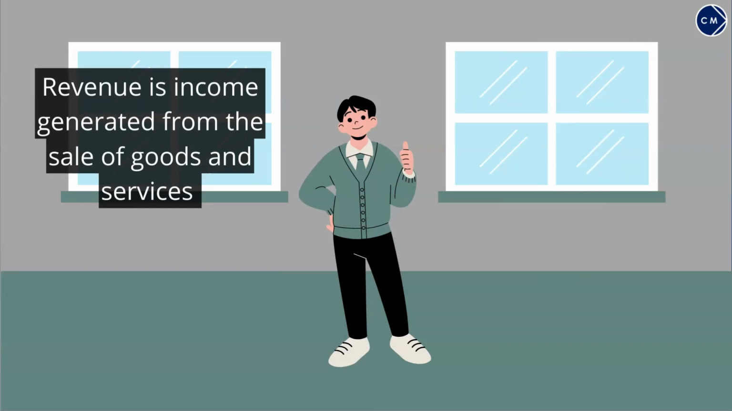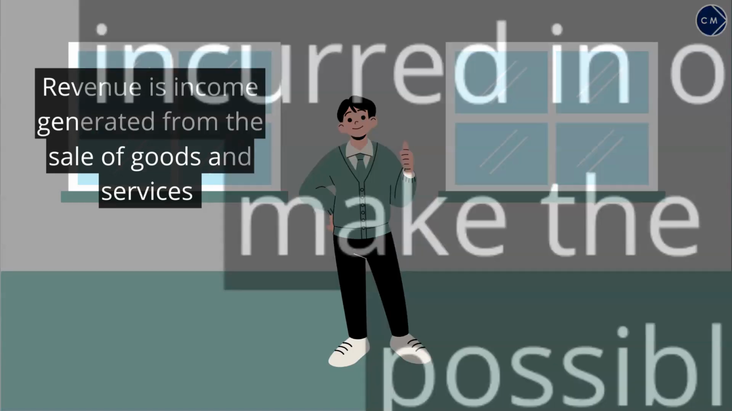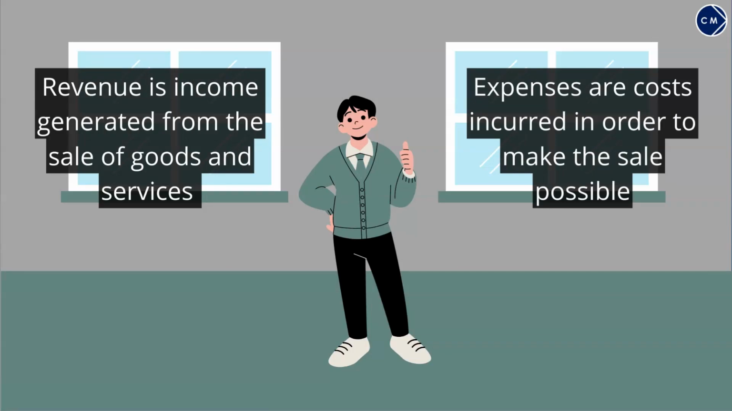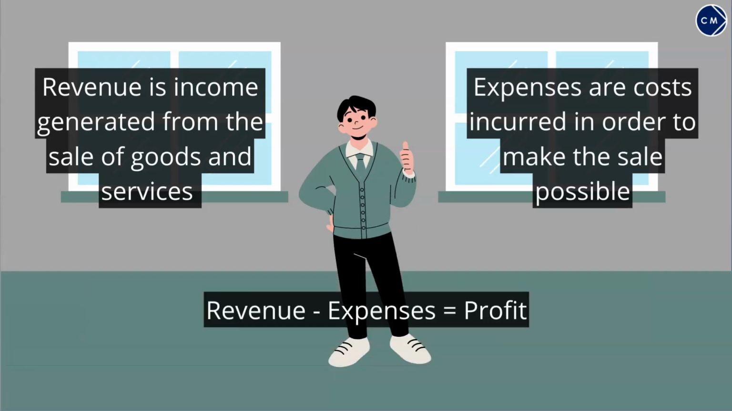So the first concept we want to familiarize ourselves with is revenue. Revenue is the income generated from the sale of a good or service, and expenses are the costs incurred in order to make that sale possible. In Jordan's case, his revenue will be generated from selling t-shirts, and his expenses are the costs of purchasing those t-shirts. Profits are then the surplus that remains after all of a company's expenses have been deducted from its revenue. And so the formula to calculate profit is revenue minus expenses.